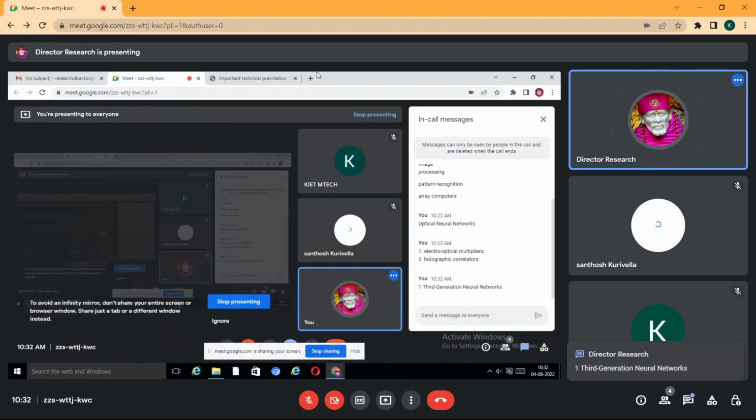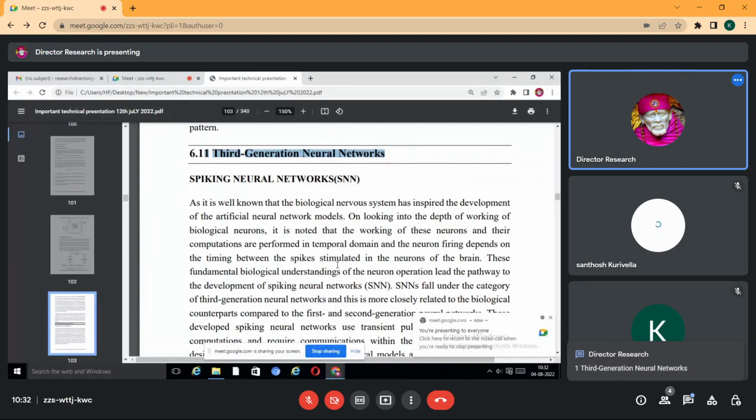This is the next concept. Spiking neural networks is the first concept here.